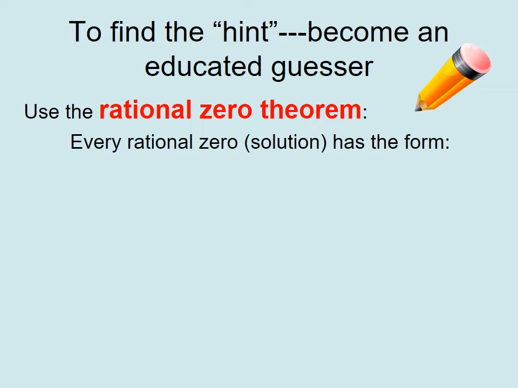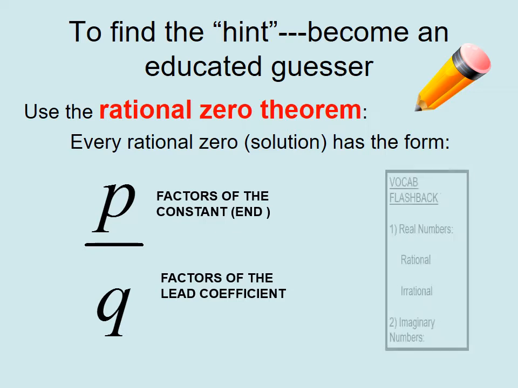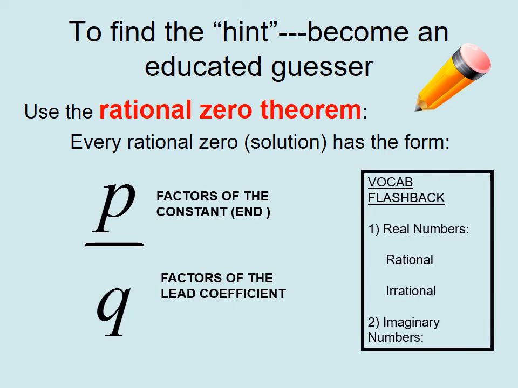Every rational zero has the form of P over Q. P represents the factors of the constant, or the end term, and Q represents the factors of the leading coefficient. So to make this as easy as possible, you'll want to make sure, as always, that your polynomial is in standard form. A couple of keywords to keep in mind are real numbers, rational, eventually we'll get into some irrational, and imaginary numbers.